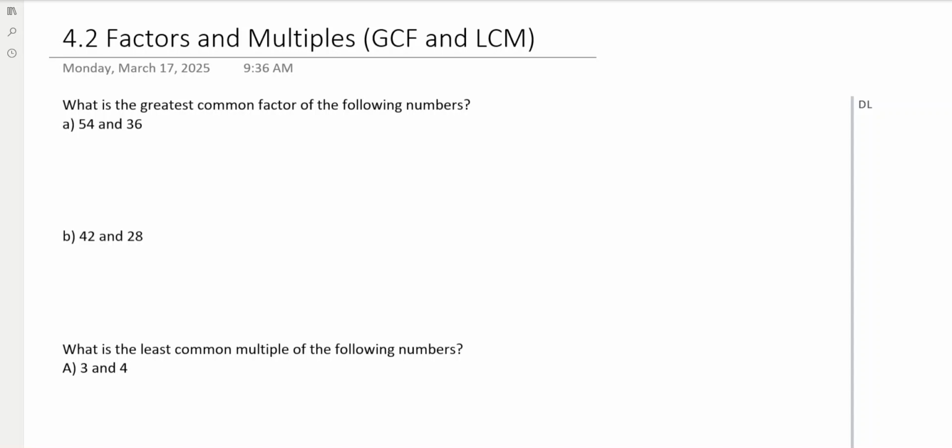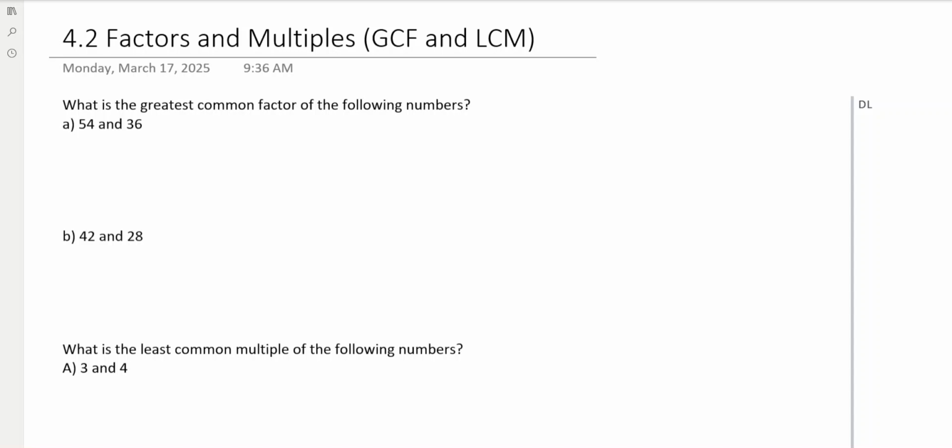So factors and multiples. When we're looking at just straight up numbers, so there's no algebra here. We do GCF with algebra and we do it with numbers. We're just doing numbers today. So what is the greatest common factor of the following numbers? So here we have 54 and 36.